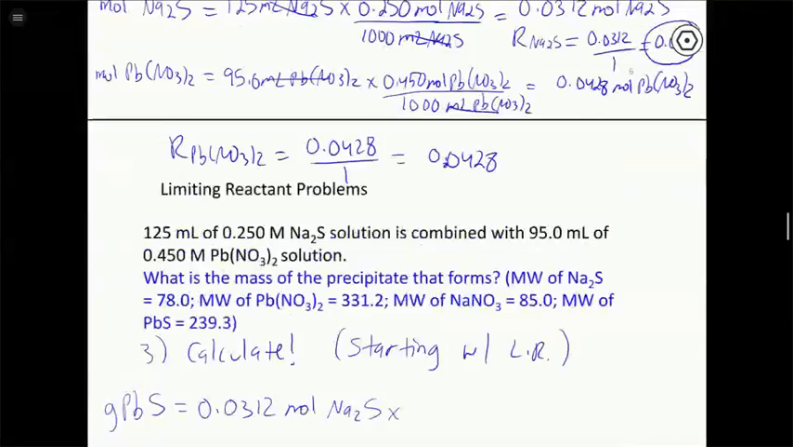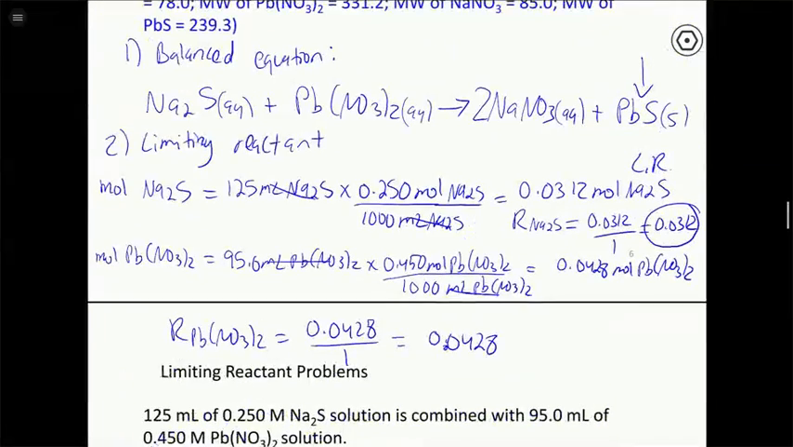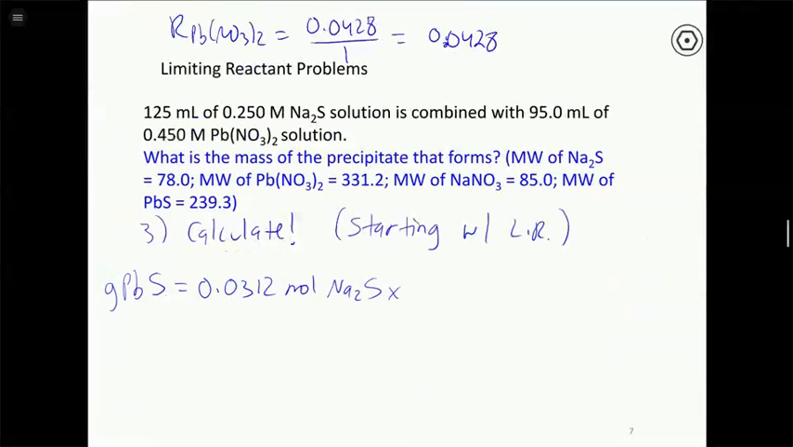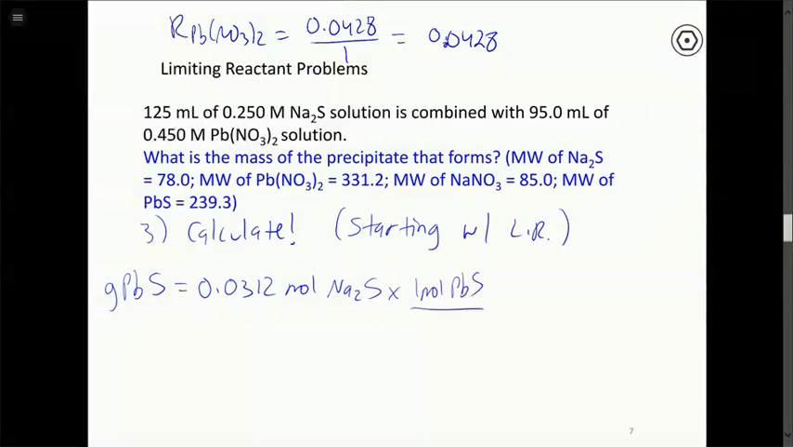We look at the balanced chemical equation. 1 mole of lead sulfide forms for every 1 mole of sodium sulfate. Sulfide, not sulfate. 1 mole of lead sulfide forms for every 1 mole of sodium sulfide, so it's a 1-to-1 ratio. One mole of PbS for every mole of sodium sulfide.